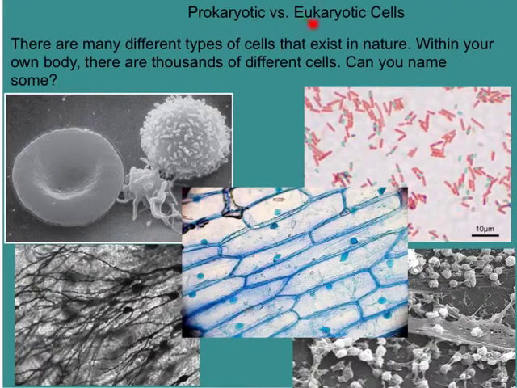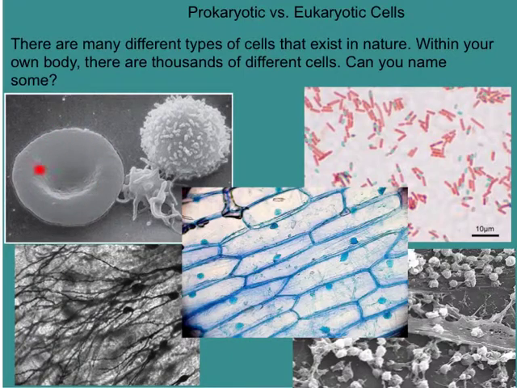Prokaryotic, eukaryotic. Now, there are many different types of cells that exist in nature. In fact, in our own bodies, there are thousands of different types of cells. Can you name some? For this one, for instance, well, this group here, anybody know what those are?